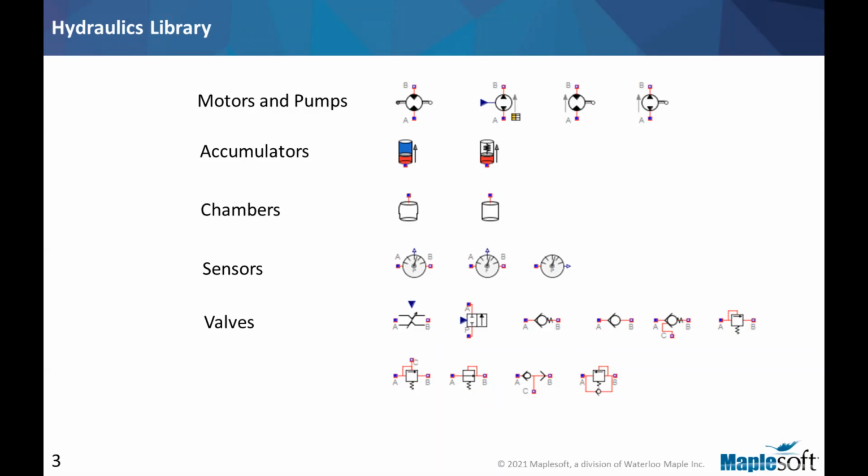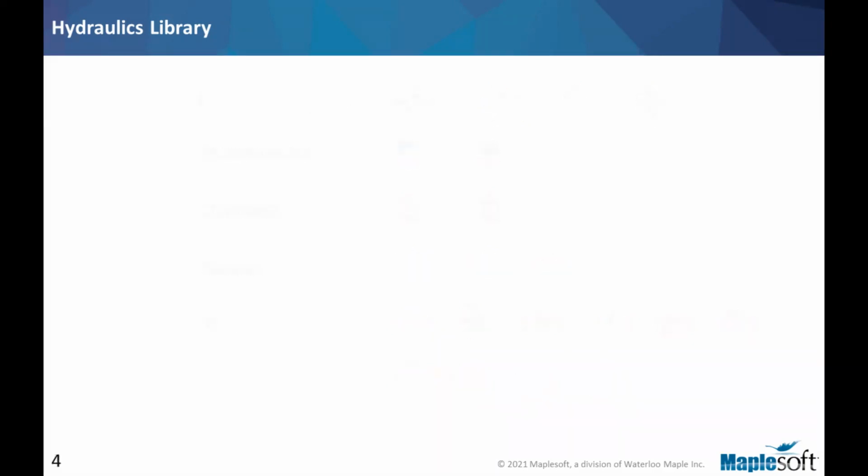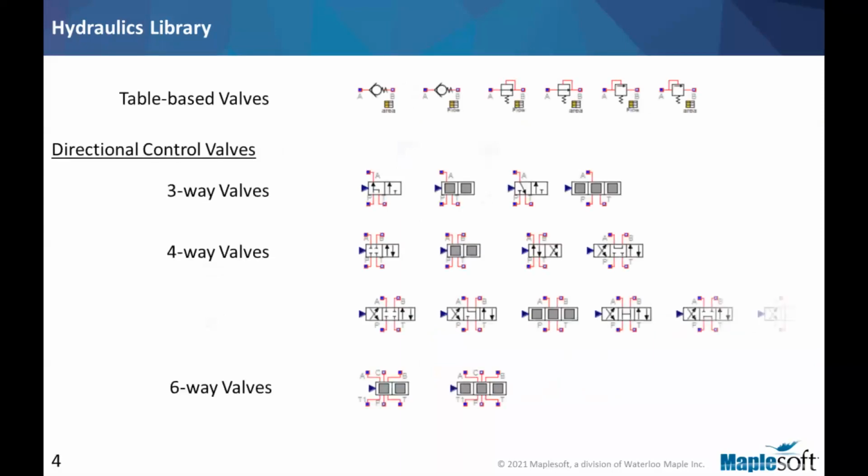We have different valves that you can add to the model as you build your system. And we also have a table-based valve, which I'll get to pretty soon, but this table-based valve allows you to put in characteristic data. And of course, under direction control valves, we have three different sections: 3-way, 4-way, and 6-way direction control valves that allow you to model your hydraulic system using the configuration that is already there or using a generic version.